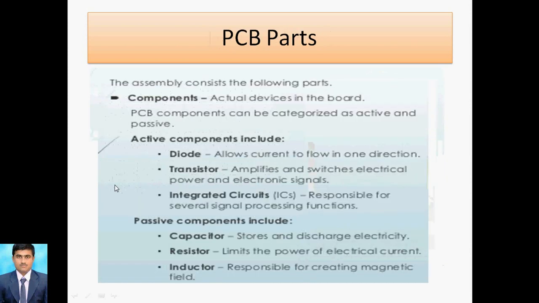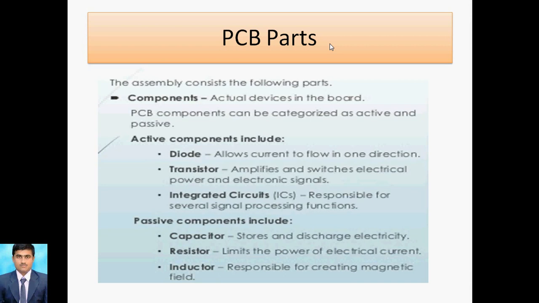Now we move to the PCB parts. The assembly consists of the following parts. The components are the actual devices on a board, and the PCB components can be categorized as active and passive components. First of all, we discuss the active components. First is a diode. It allows the current to flow in one direction. Second is a transistor. It amplifies and switches electrical power and electrical signals. That is the function of a transistor.